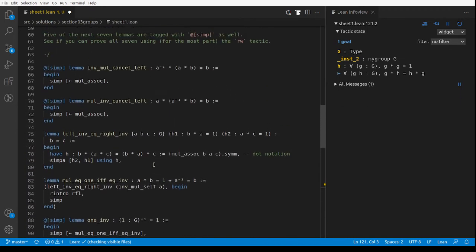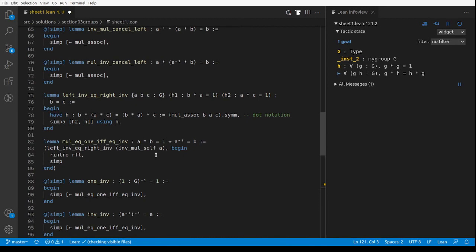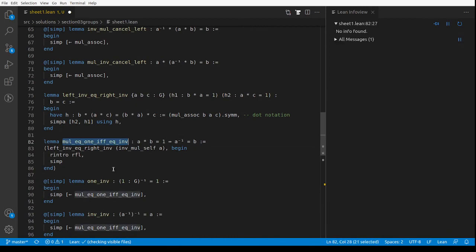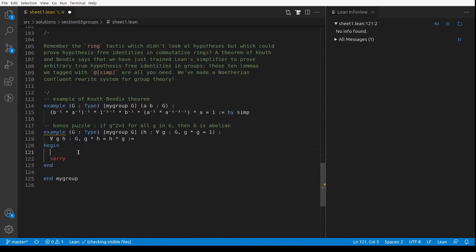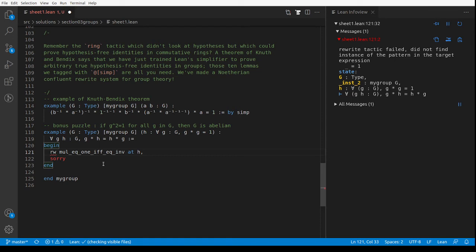and we just proved something like that, right? Where was it? There. A times B is 1 if and only if A inverse equals B. So now we want to write this the other way. I suspect that the rewrite won't work. If I rewrite this as H, I suspect that will fail. Yeah. So there's an interesting thing. Why does that rewrite fail?